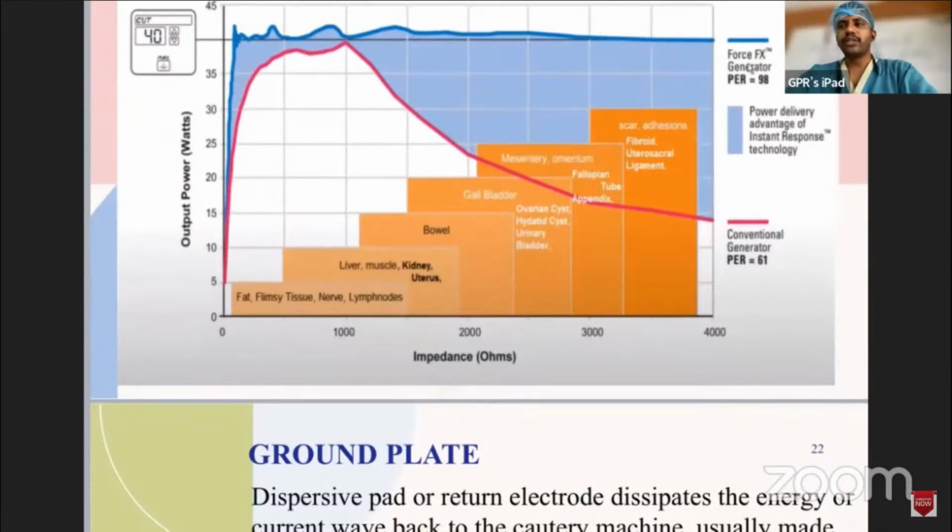So the one with the force is the one that has the peak, and we can give energy at whatever setting we keep. Whereas the other, the conventional one that we use, will take some time to get into action.